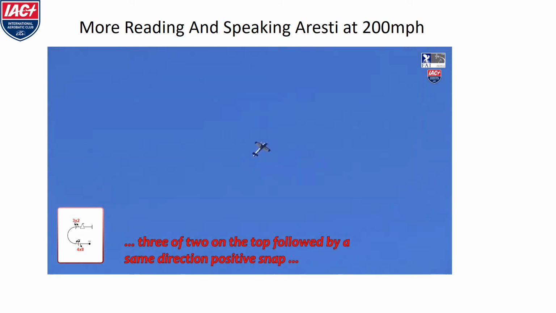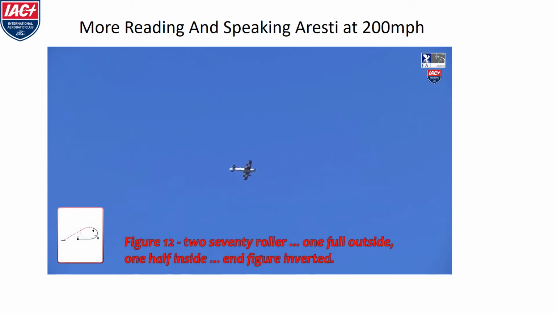3 of 2 on the top followed by a same direction, positive snap. Figure 12, 270 roller, 1 full outside, 1 half inside, end figure inverted.